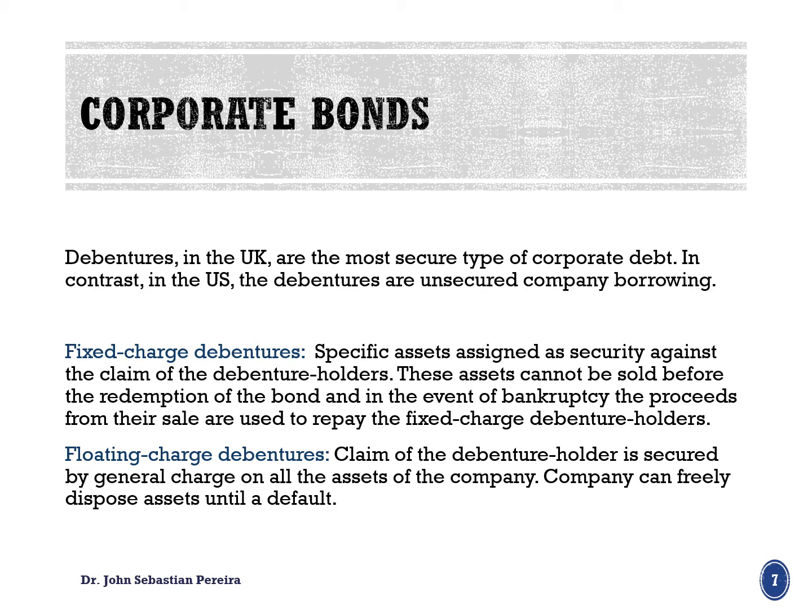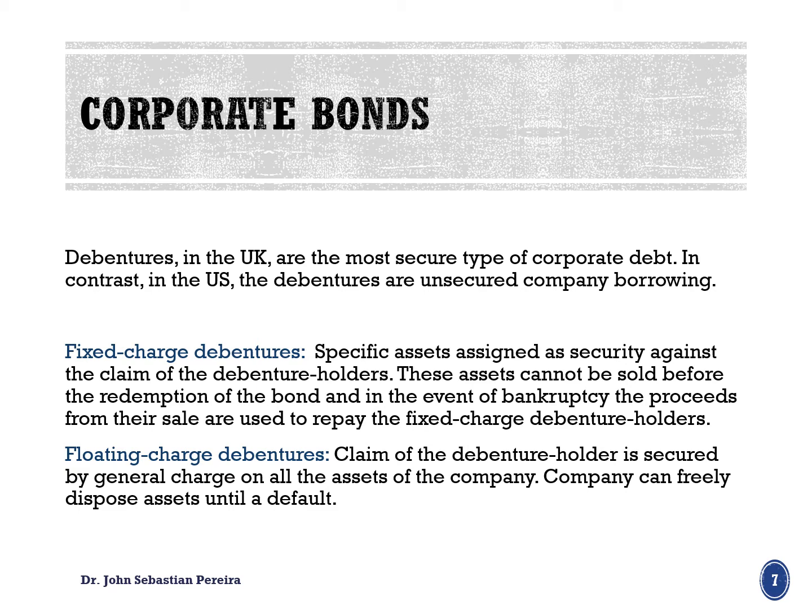The third type of corporate bond is the debentures. Now, debenture as a terminology has different meanings in US and UK. In the UK, a debenture is considered the most secure type of corporate debt, while in US, a debenture could also be a terminology used for unsecured company borrowing. So, staying with the context of UK, debentures could take two forms. One is a fixed charge and one is a floating charge debenture.